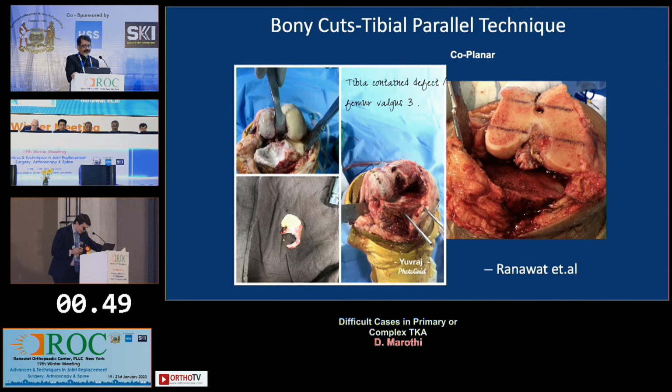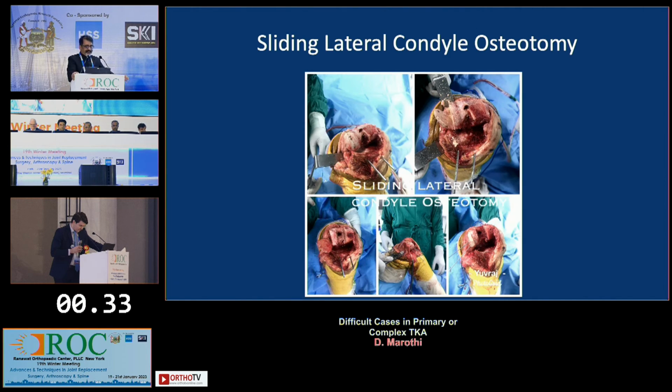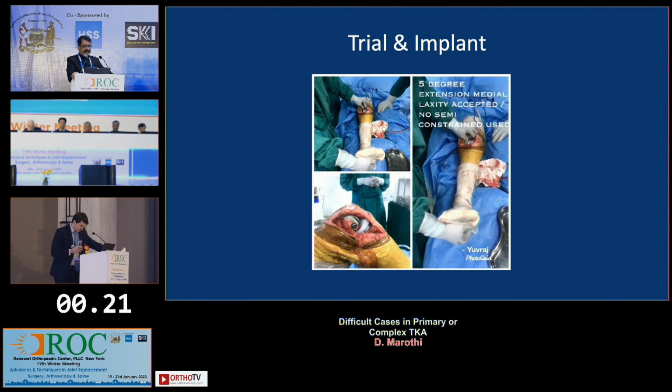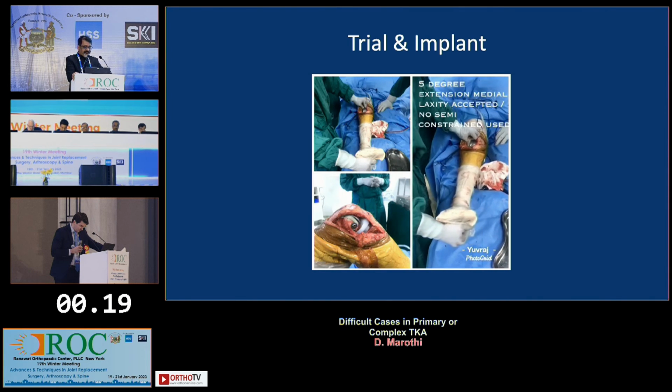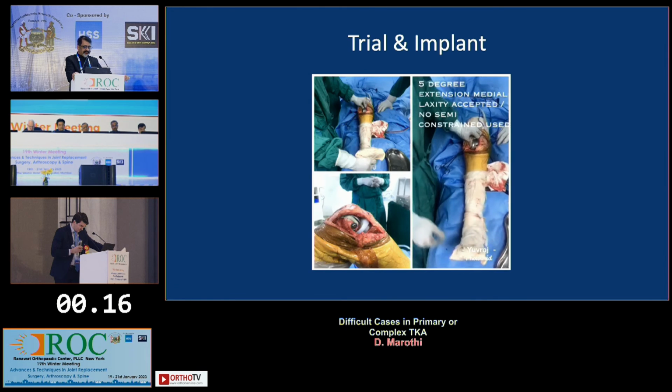We kept femoral valgus at 3 degrees, but we were not able to balance the knee in flexion as well as in extension, even though we released the posterior capsule, PCL, and IT band subperiosteally. Then we planned a sliding lateral condylar osteotomy in this case. After this, we posteriorized and distally fixed it, then did the trial and implant. That was quite stable. We used only a PS knee.